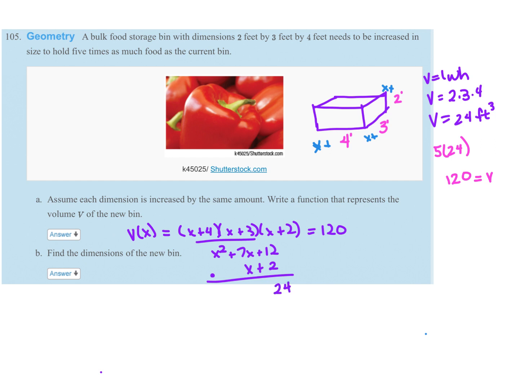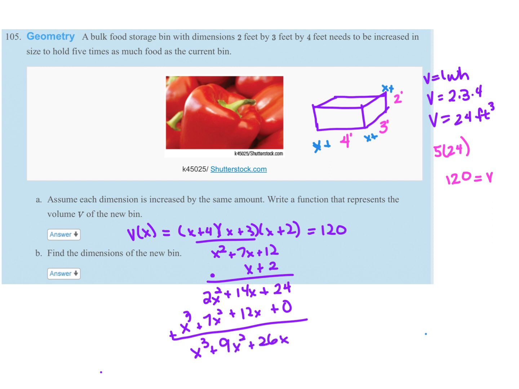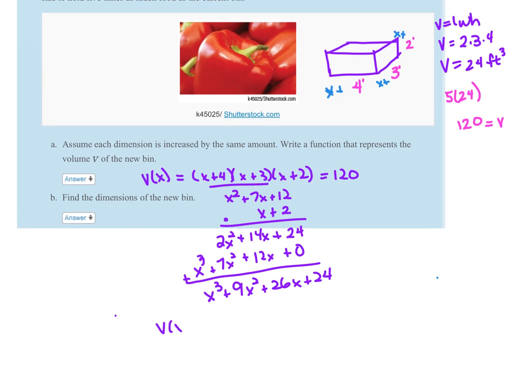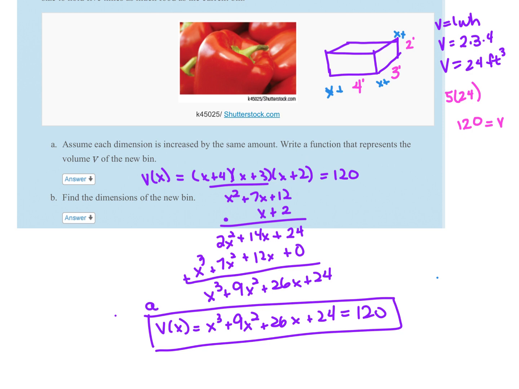And so this is 24, 14x, 2x squared. And then we have 12x plus 7x squared and x to the third power. So this is x cubed plus 9x squared plus 26x plus 24. And so let's write our function. So volume is x cubed plus 9x squared plus 26x plus 24, and that needs to equal 120. So that is part A.